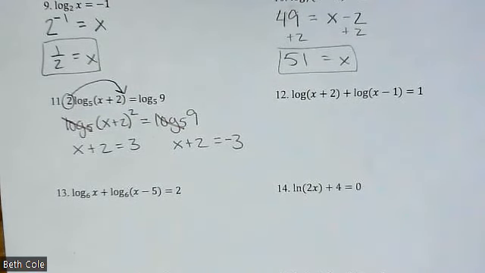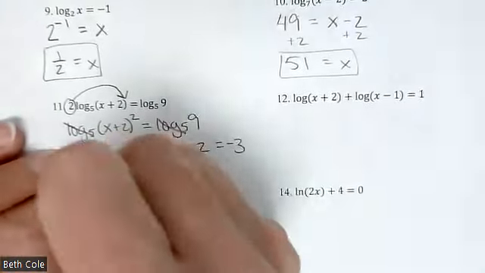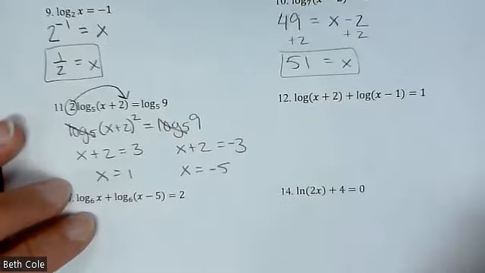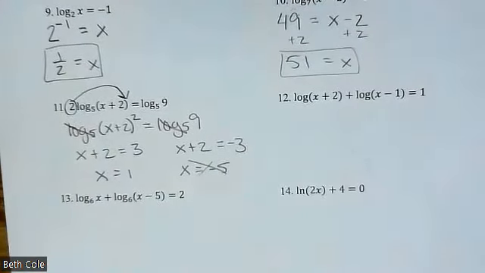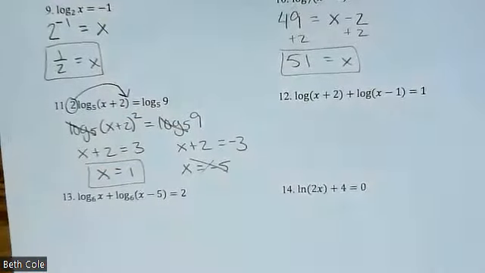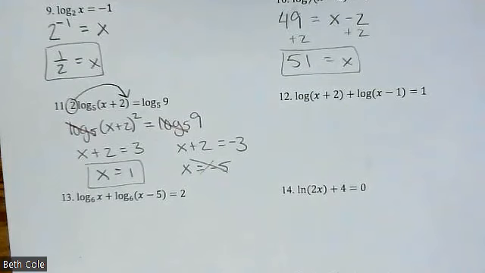This is going well. And we're doing well on time. Good, -2. So this one gives you 1 and this one gives you -5 and you will have to dismiss that one. If you plug a -5 back into the problem, you will be logging a negative number and you're not allowed to do that. Not too bad, right? Okay.